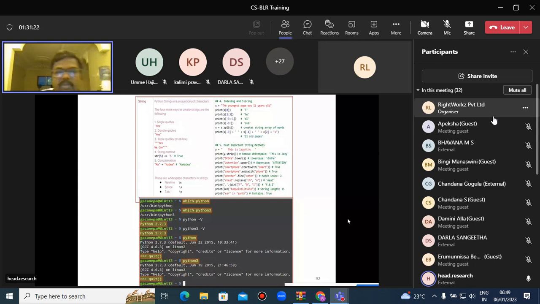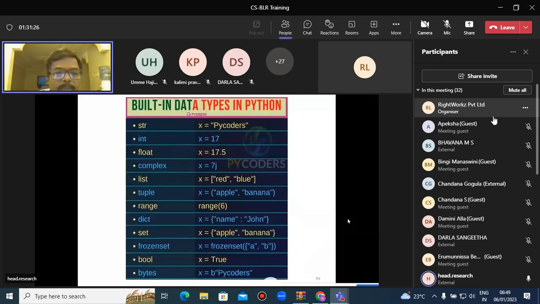Integer x is equal to 17, float x is equal to 17.5, complex number x is equal to 7j. You can execute it, no problem. Then a list is a collection of items within square brackets. A tuple is a collection of items within parentheses. And range of 6 means 0 to 5.